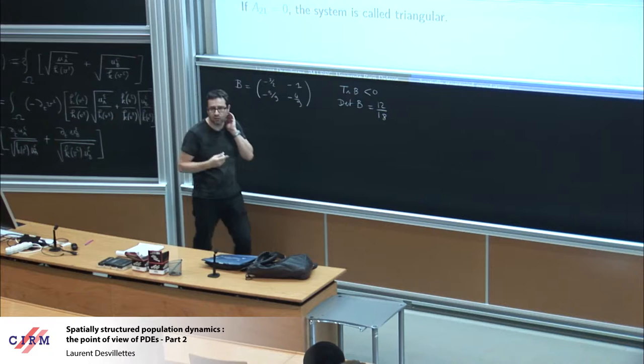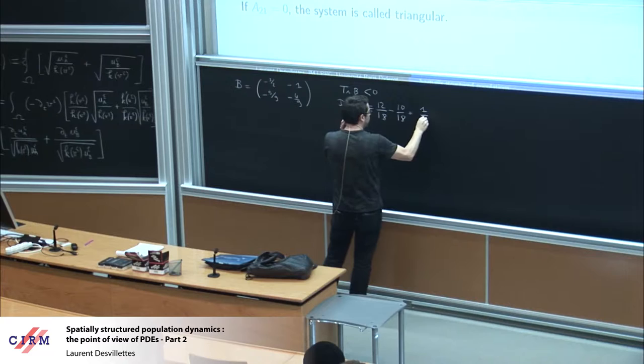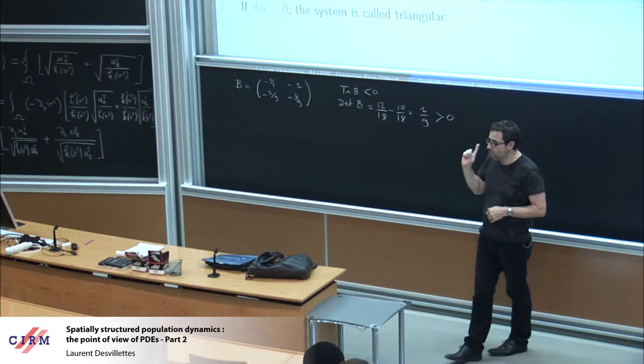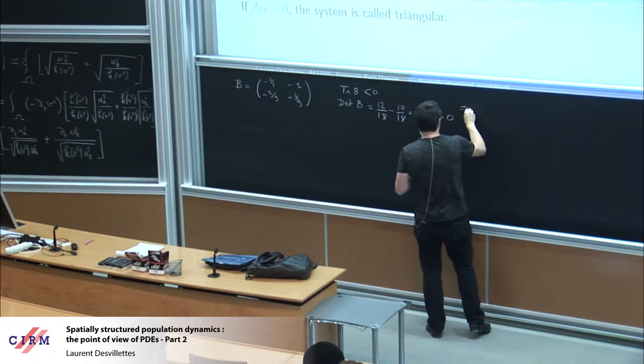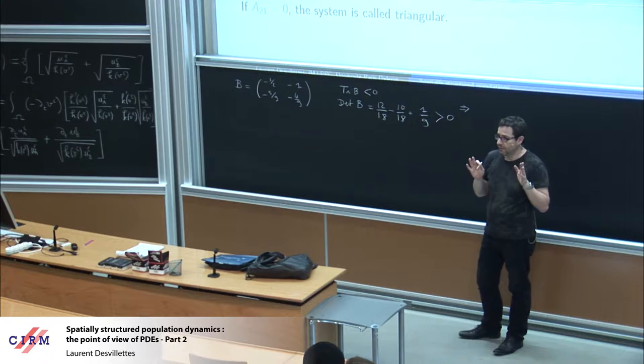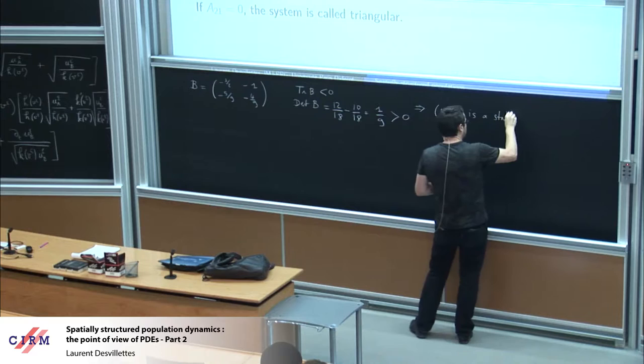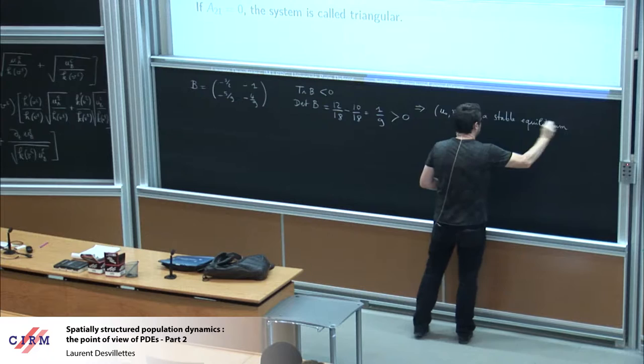So this gives you exactly 1 over 9. And this is strictly positive, so that you're sure to have a stable point, a stable equilibrium point from the point of view of the ODEs, okay? So this gives you two eigenvalues which have negative real parts. And so U0, V0 is a stable equilibrium for the ODE.